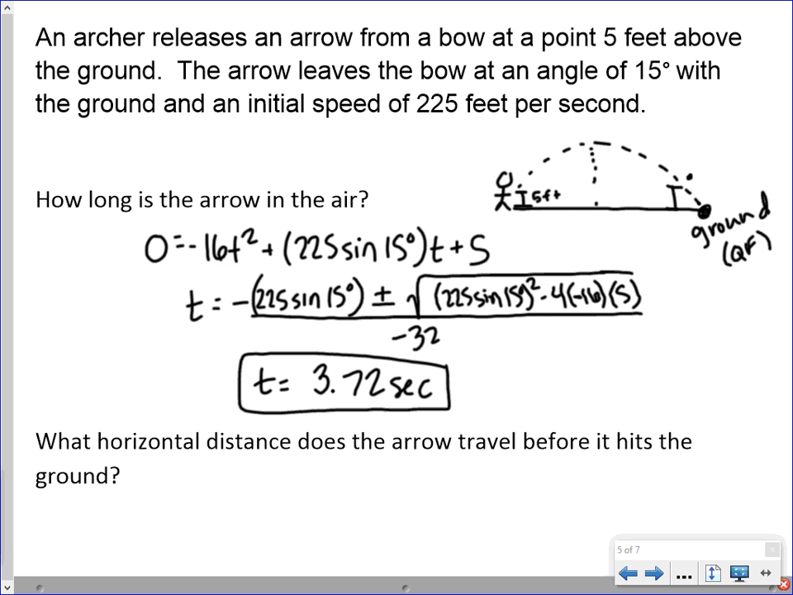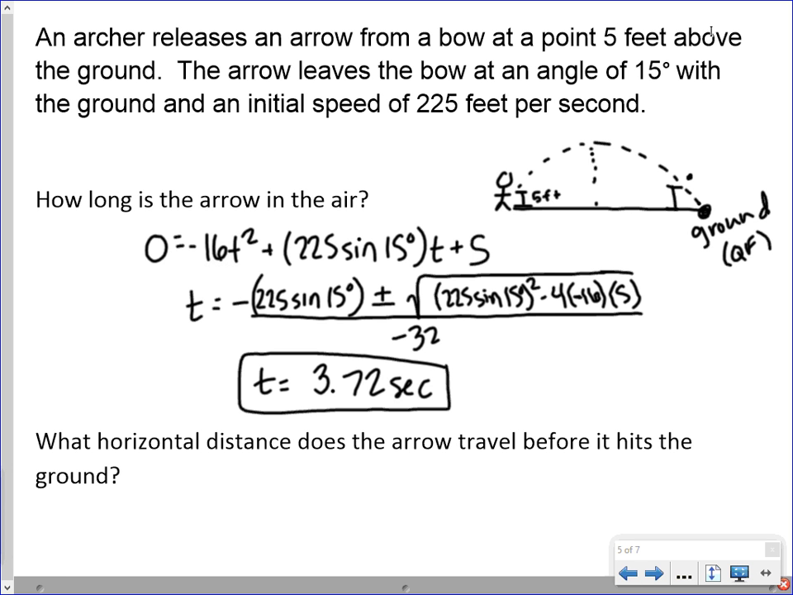Okay, what horizontal distance does the arrow travel before it hits the ground? How would you answer this question? There's a new question on the board. You seem distracted. What horizontal distance does the arrow travel before it hits the ground? How would you answer that? Plug t into the x. This is when the arrow hits the ground.